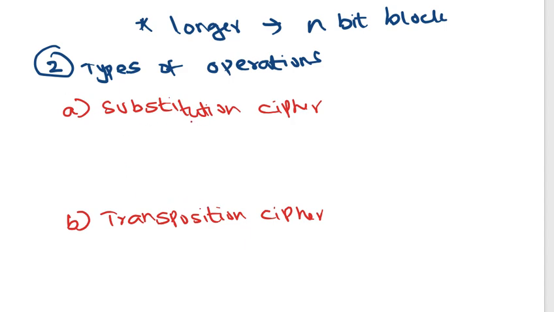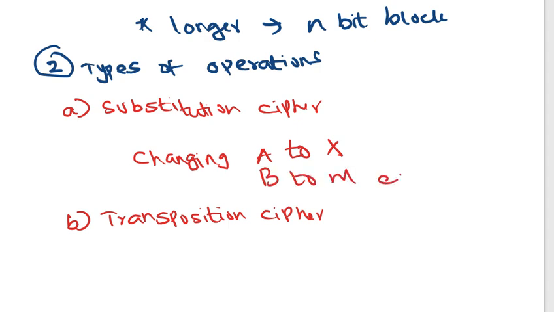From the name itself, substitution cipher. In this, each input is substituted with a different output, which makes it too hard to guess the original data. For example, changing the value a to x and similarly b to m, and so on. So each input is substituted with a different output. That is the substitution cipher.